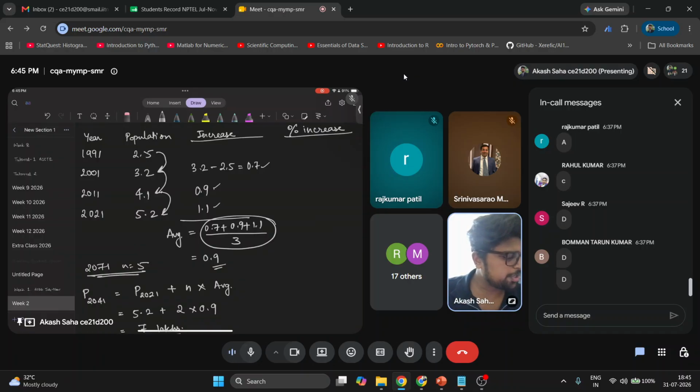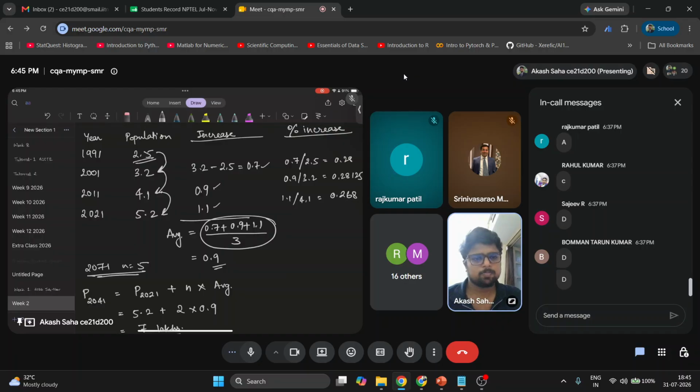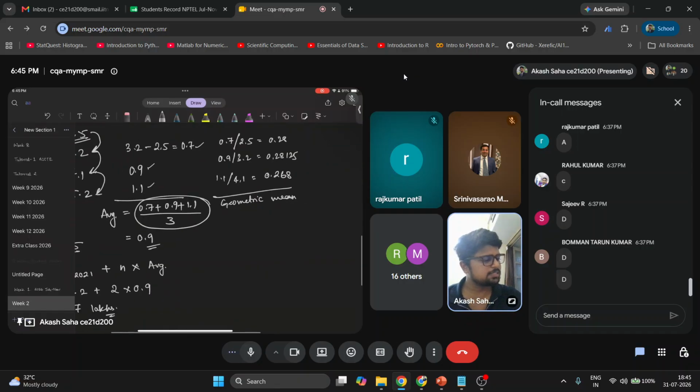For 2001, the percentage increase is 0.7 divided by the population of the last decade, that is 2.5. So it will be 0.28. Then 0.9 divided by 3.2 will be 0.28125. Then 1.1 divided by 4.1 will be 0.268. Then we have to take the geometric mean of it. So what is the geometric mean of these three things?